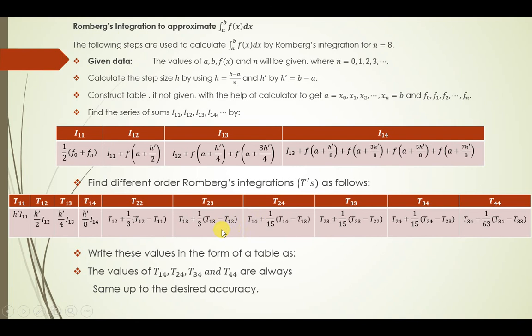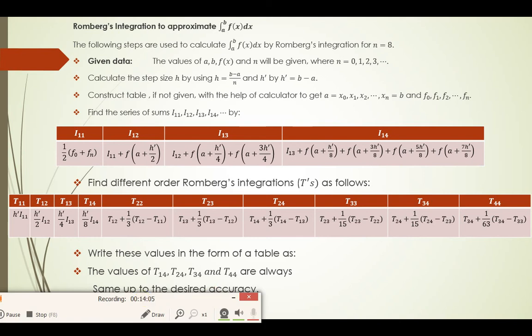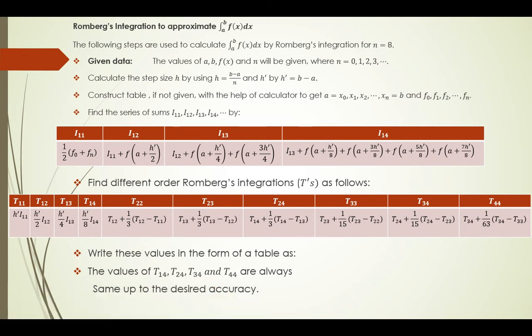Second digit is the same. We see here that T24, up to T24, that is T22, T23 and T24. All these values of T's included 1 by 3 here, 1 by 3, 1 by 3, 1 by 3.